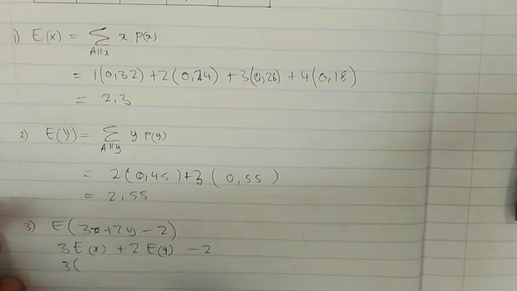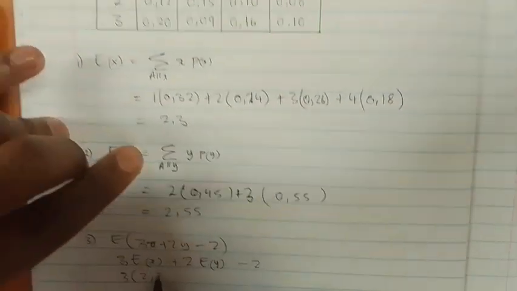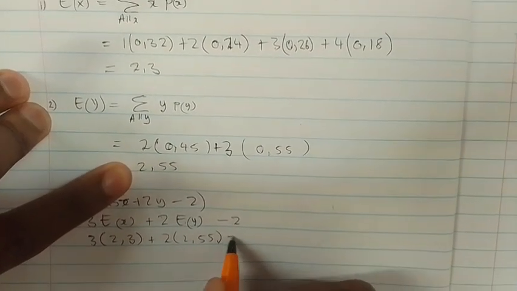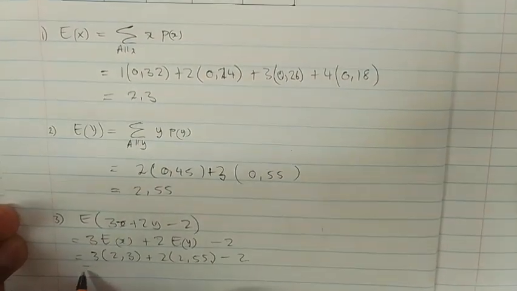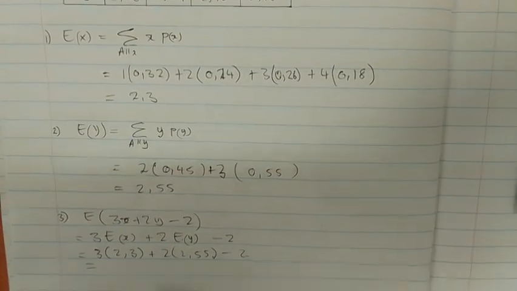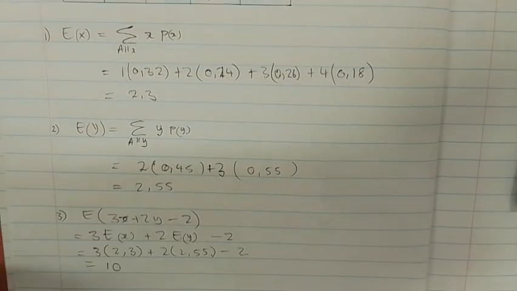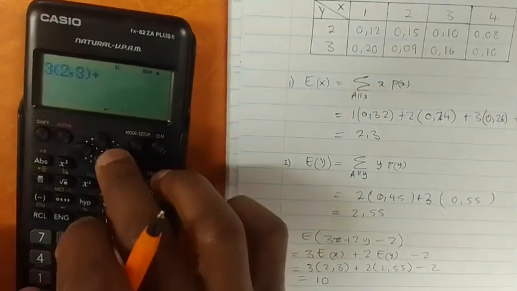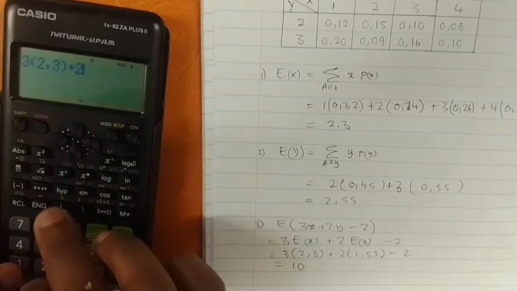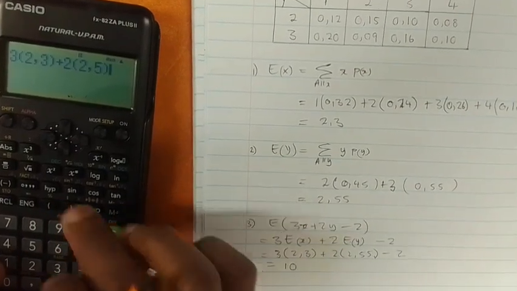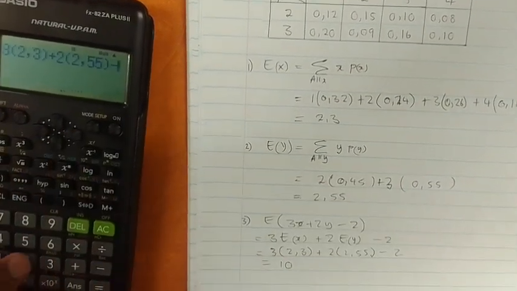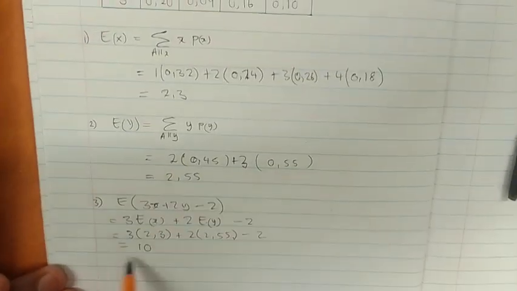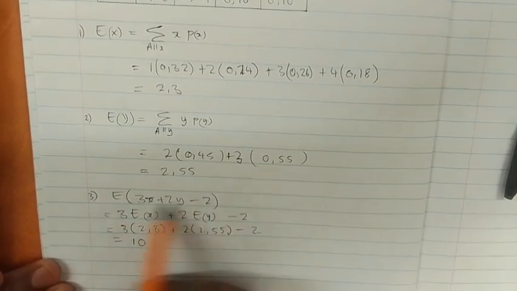And then we say 3 into the expected value of x, which is 2.3, and then plus 2 into the expected value of y, which is 2.55, minus 2. So when you put it in a calculator, 3 into 2.3 plus 2 into 2.55 and then minus 2, you must get 10. You are done. This is the answer for this question. The expected value of this linear function is 10.